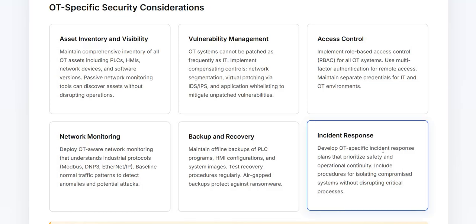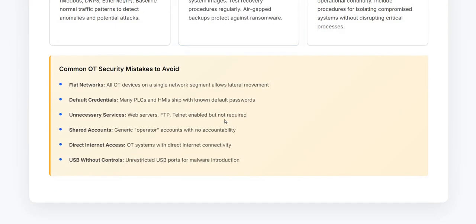And finally, response planning matters. When something goes wrong, safety and continuity come first. Isolation steps must exist that do not force a full plant shutdown. Okay, and here, last thing of the page. It is worth pausing and talking about what regularly goes wrong.